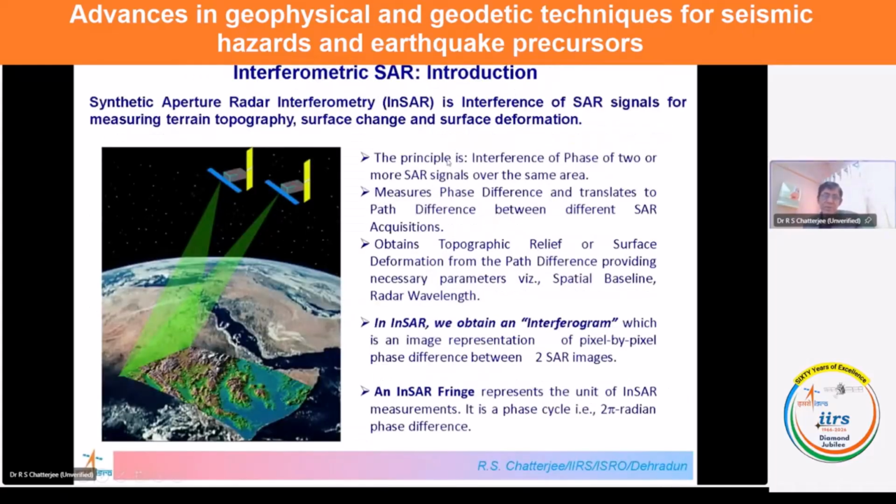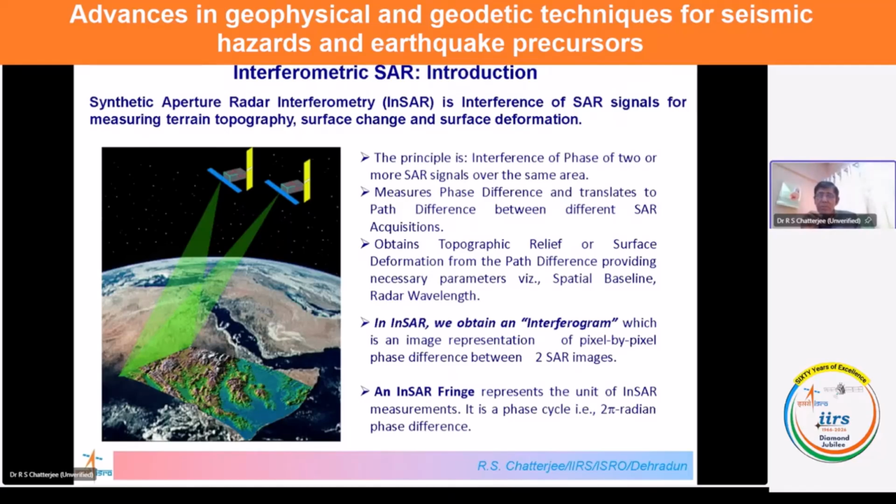Now you see, one of the very important techniques used nowadays is synthetic aperture radar interferometry, or InSAR. This is the technique used for measuring the displacement due to any earthquake, strong motion, or during the interseismic period when the slow movement is happening. Even slow movements can be detected.